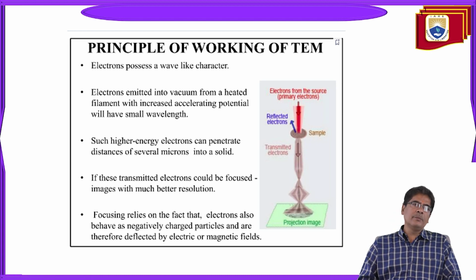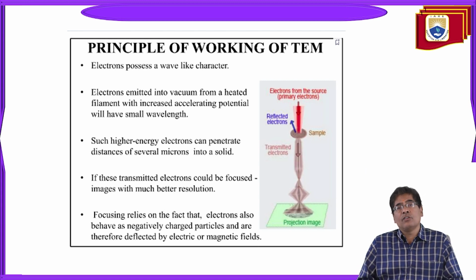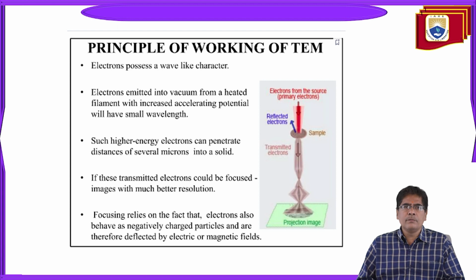Electrons emitted into a vacuum from a heated filament with increased accelerating potential will have a small wavelength. So such high energy electrons can penetrate distances of several microns into a solid. If these transmitted electrons could be focused, we could get images with much better resolution.